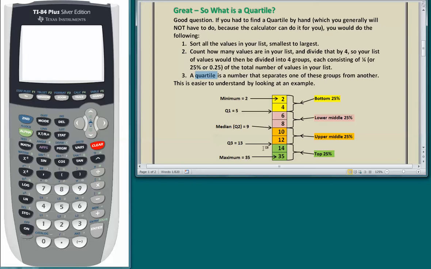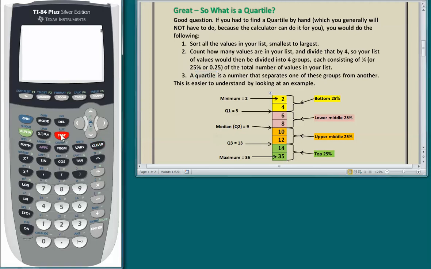Again, I'm going to show you this on the calculator because you don't really have to calculate these by hand. You can do them in the calculator. So the first thing we're going to do is enter these numbers into a list. So I'm going to come over to the calculator. I'm going to hit Stat and Enter, and that gives me my lists.